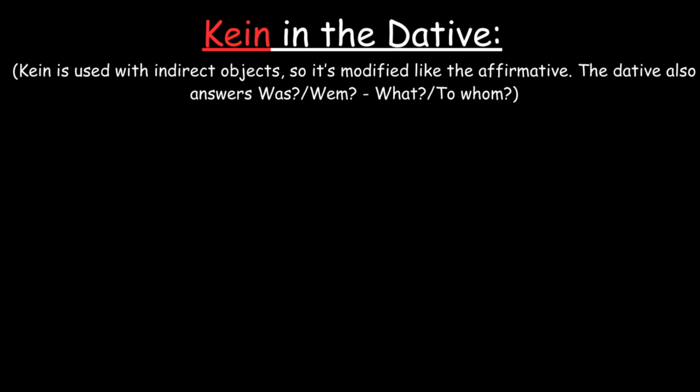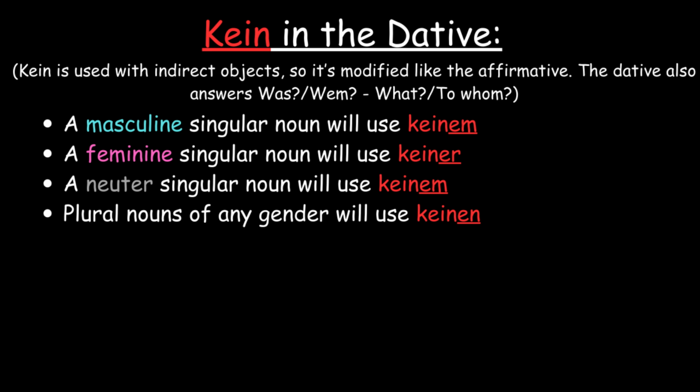In the dative, we use kein with indirect objects, so kein will be modified like the affirmative. The dative also answers was, wem, and its negation with kein in every gender and number looks like this. A masculine noun will use keinem. A feminine noun will use keiner.